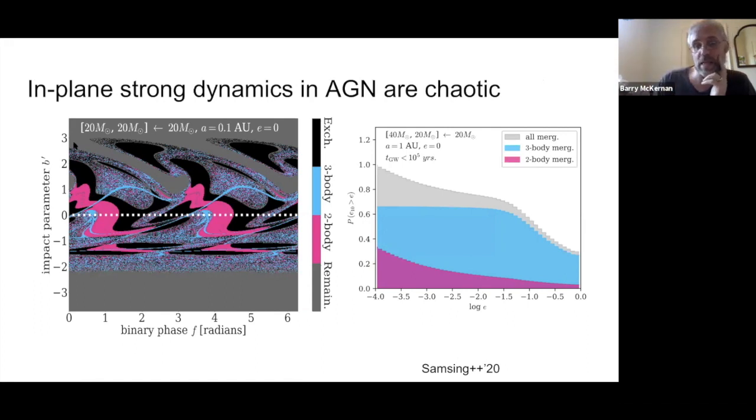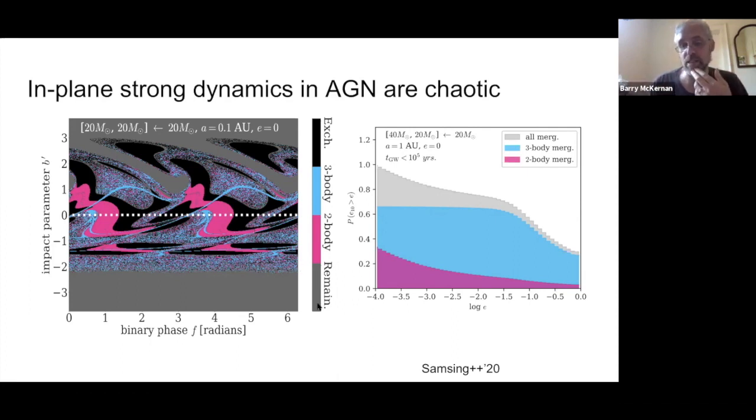So basically you set up a binary, it's got a particular separation, you send a tertiary in to encounter it in 2D. You set up zero eccentricity initially. Sometimes you fire the tertiary on a prograde sense, sometimes in a retrograde sense. You set up the binary at different phases, and you end up with this chaotic kind of mess of possibilities depending on the exact arrangement of the system.